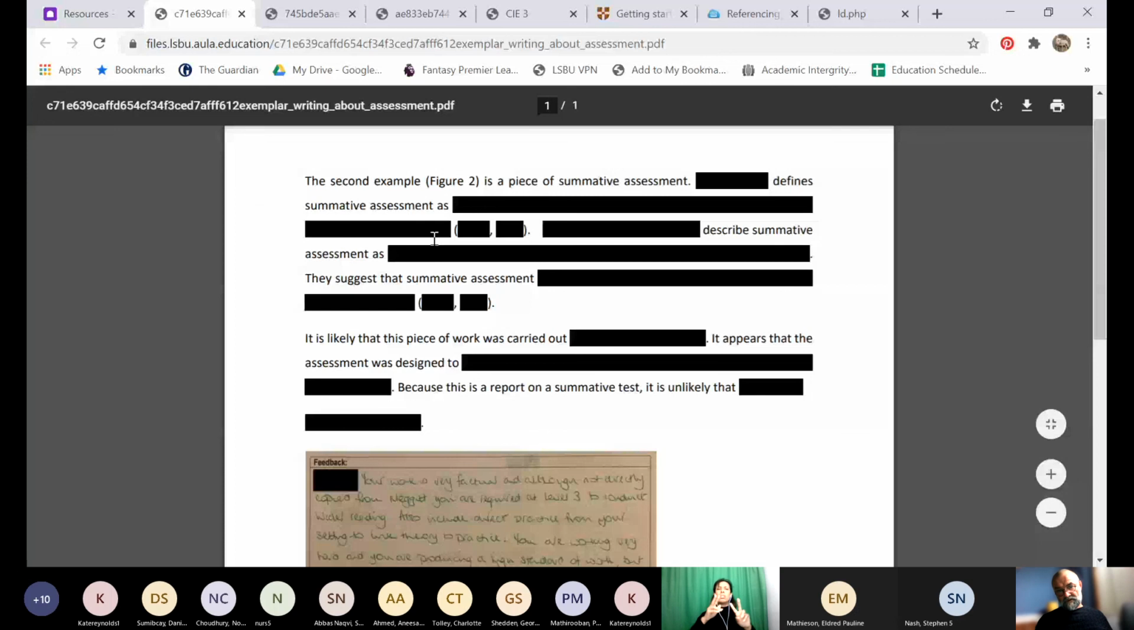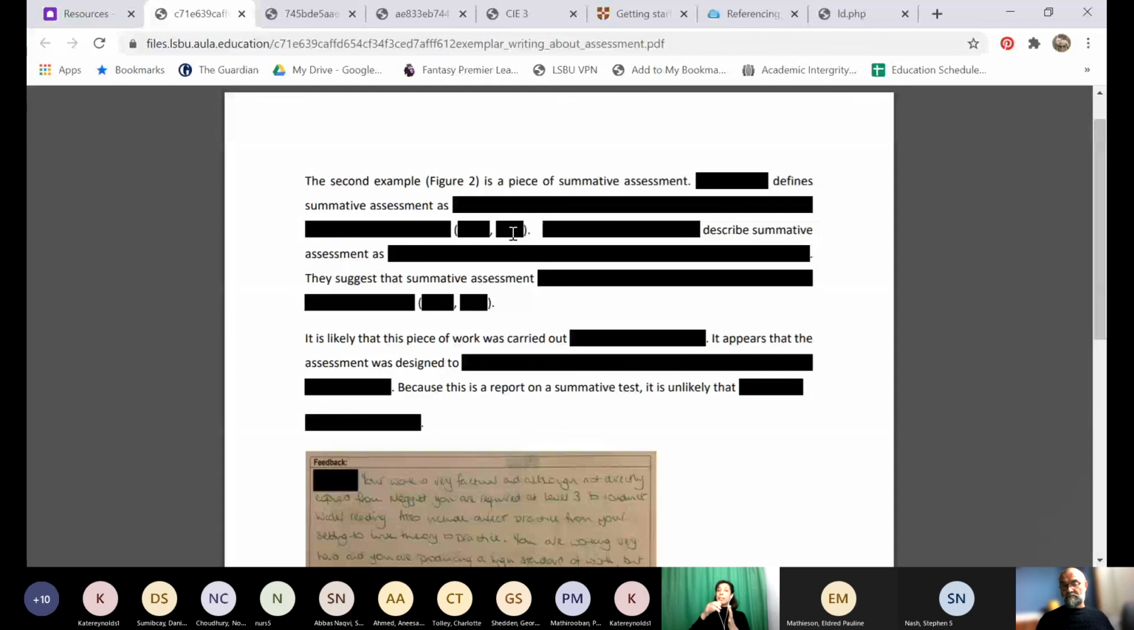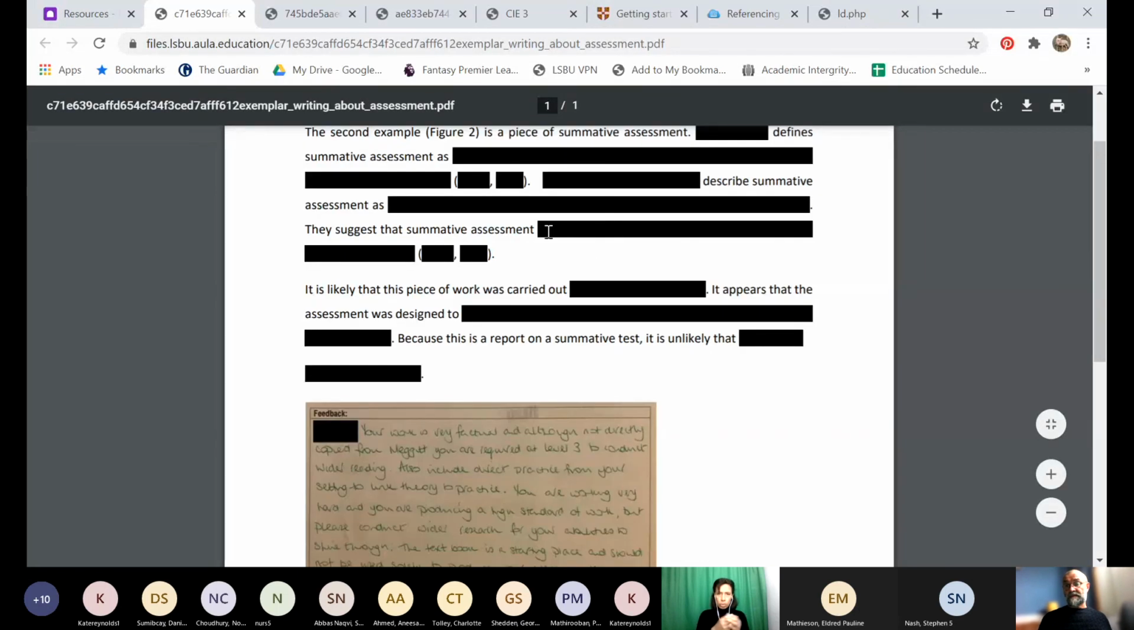And then at the end of the direct quote, they've got their year of publication and, as you know, the page number, because you have to have a page number with a direct quote. And they've followed up with a second definition or description of summative assessment. So another author, authors, because you've got describe there. So somebody and somebody describe summative assessment as, and they've got a quote there. They suggest that summative assessment, so again, from the same author, something else here with a year of publication and a page number.